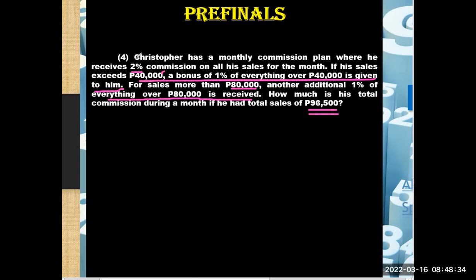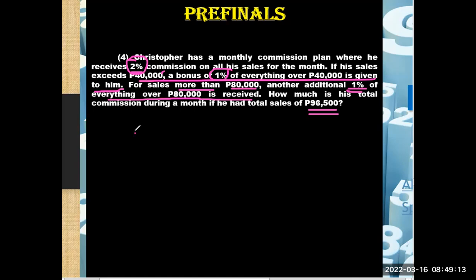Okay, so meron tayo agad computation, ayan, 2%. Meron din kaagad tayo 1% of everything over 40,000, ayan. And then, additional ulit, 1%. Okay, dahil nag-exceed ulit siya ng 80,000, more than 80,000. And, ayan, how much is his total? Kung 96,500. So, iba-ibang computation to, class. Iba-iba siyang computation. So, the computation will be like this.